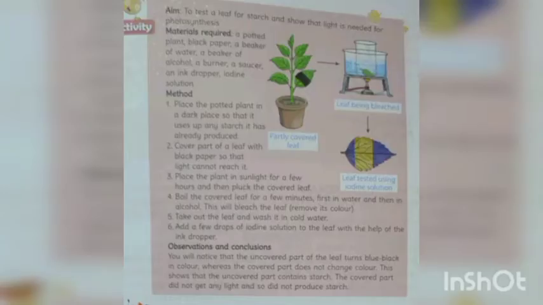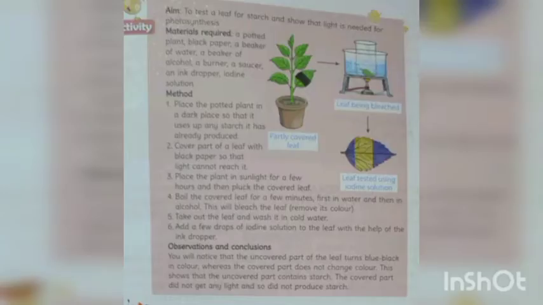So, now we are transferring, after covering the leaf with black paper, we will remove it and we will place it in the sunlight. As soon as the plant is kept in the sunlight, it starts preparing food by using the process called as photosynthesis. Why? Because it requires sunlight, water, carbon dioxide and also the chlorophyll which is present in the leaf itself.